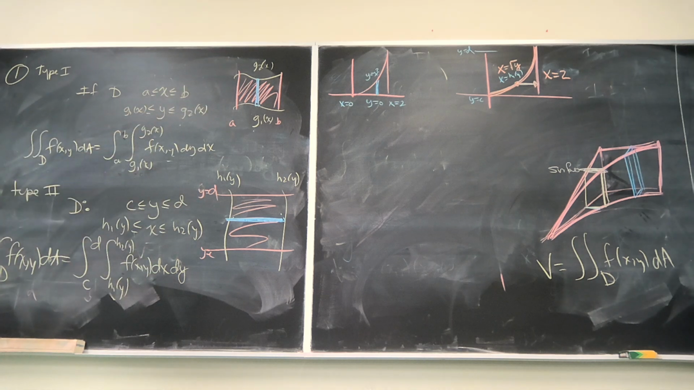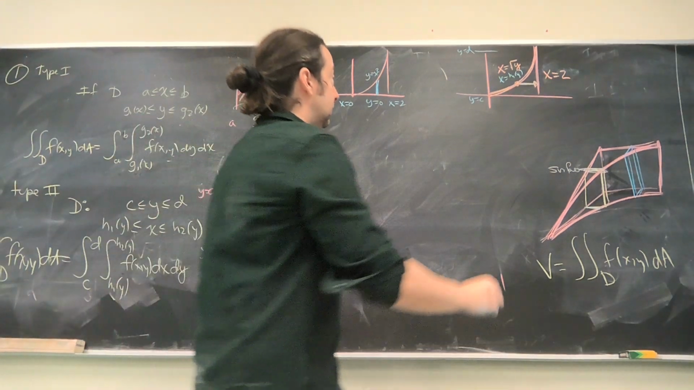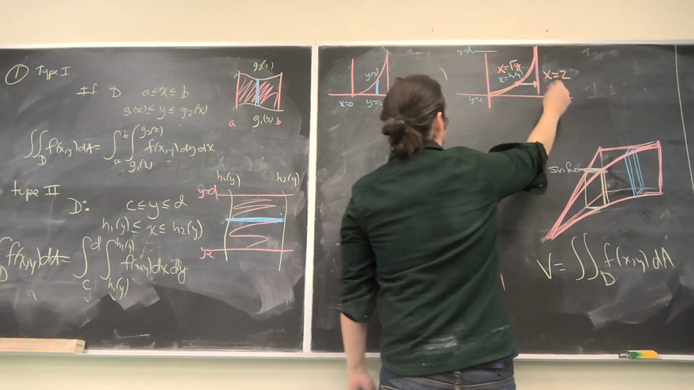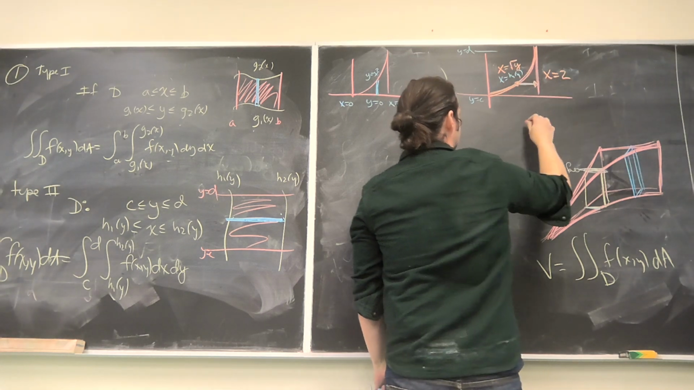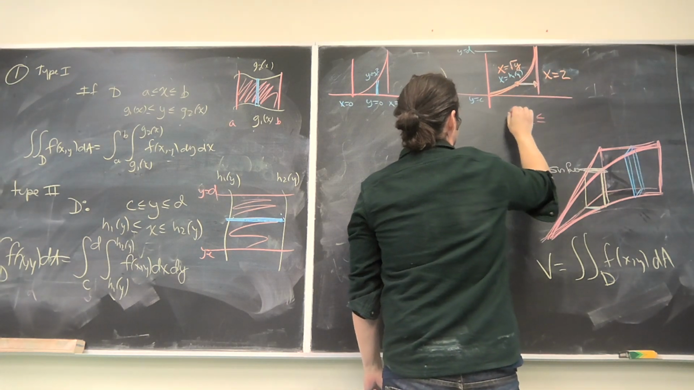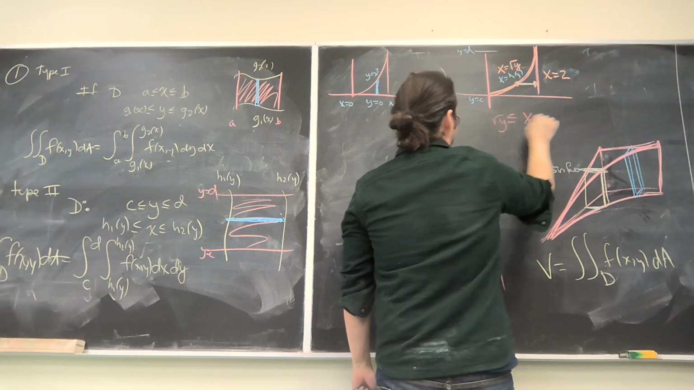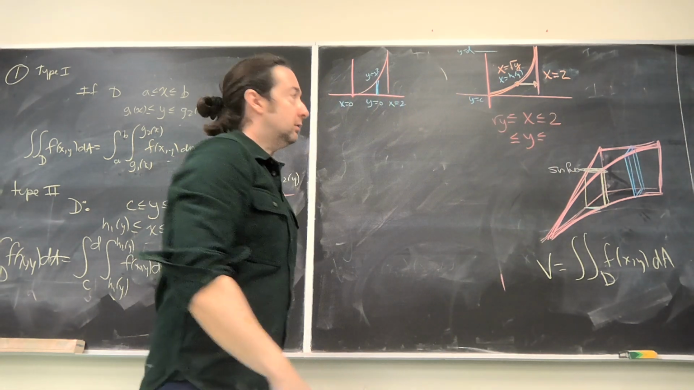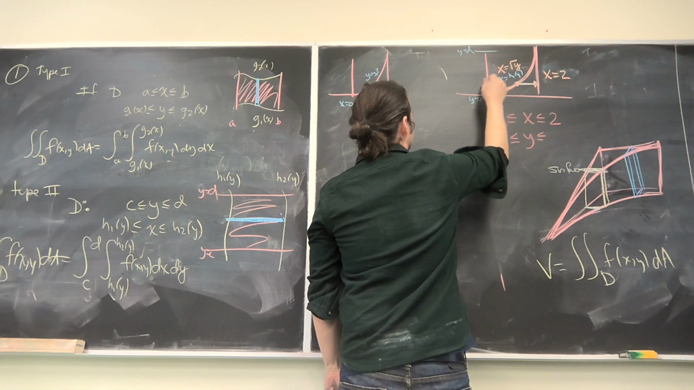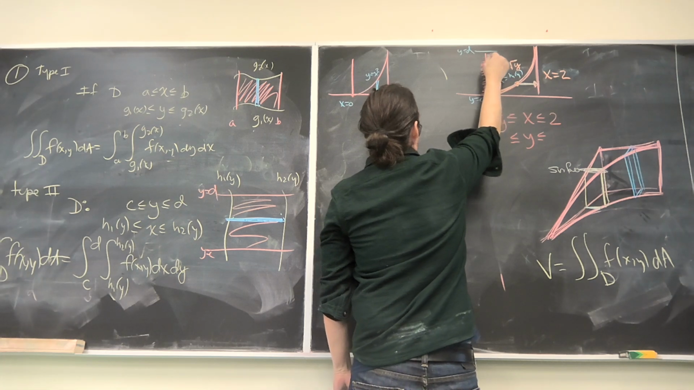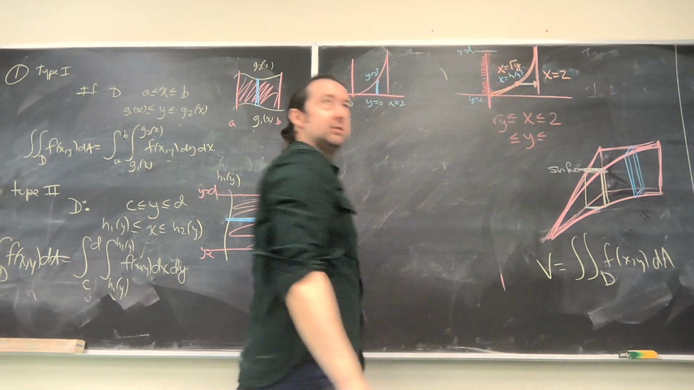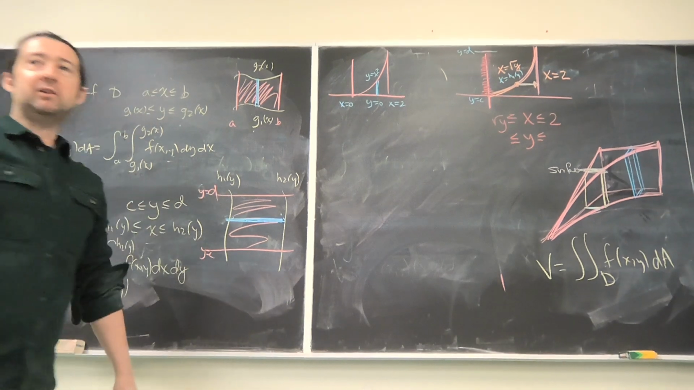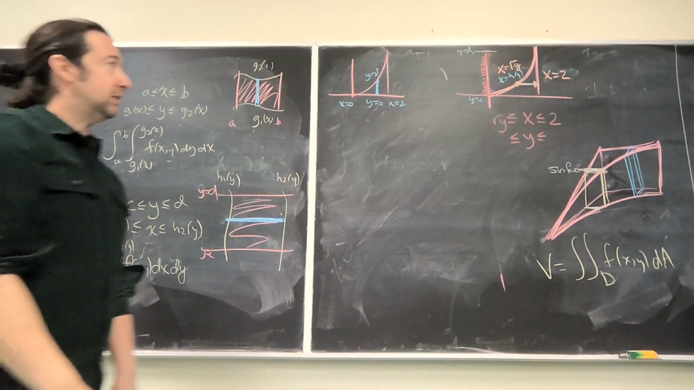And now I have to locate where those slices actually live. Each individual slice goes from root y to 2. That is, x goes from root y to 2. Where are the slices located? Well, I start here, and I cut and cut and cut until I get here. What are those y values? 0 to 4.